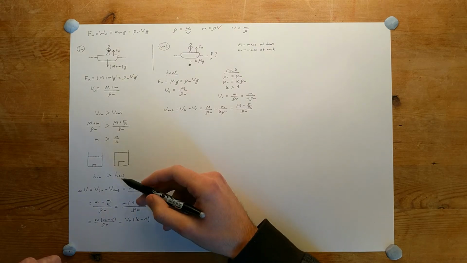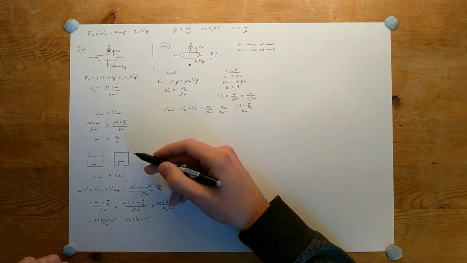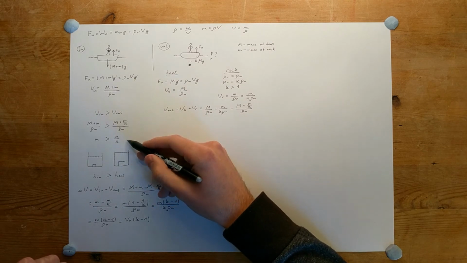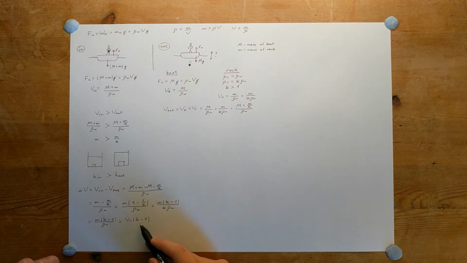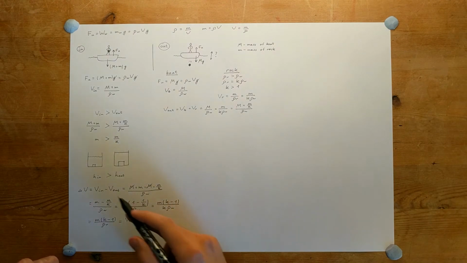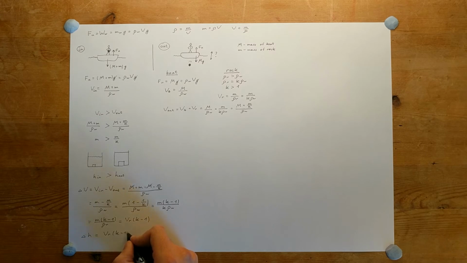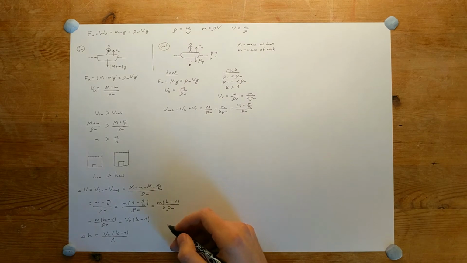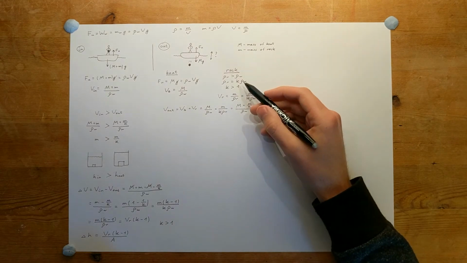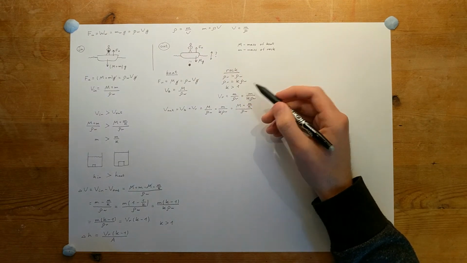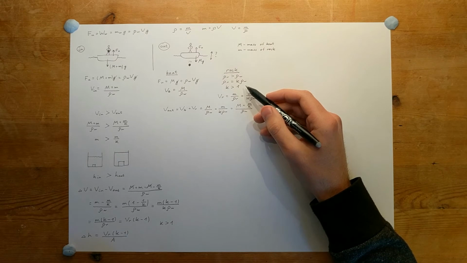And to find the difference in height, we just need to know the surface area of the water and divide the volume by the surface area, and we get the height. So delta H is equal to the volume of the rock times K minus 1 over the area. And this is only true when K is greater than 1, which means that the density of an object which we throw overboard is greater than the density of water.